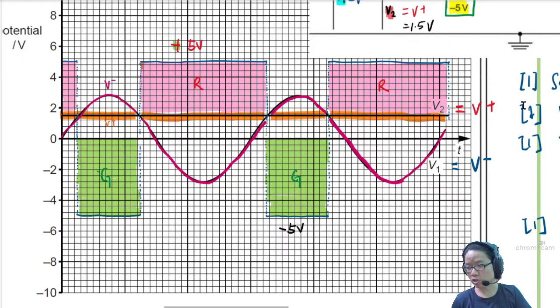So the easiest way to achieve this, let's say I want to increase this and decrease this, is to change the reference potential, this V plus. Don't put 1.5, put negative 1.5. If you put negative 1.5, then the green light is longer already.